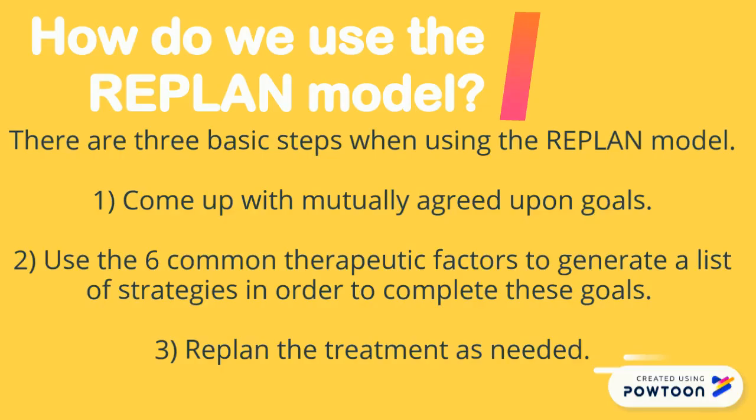There are 3 basic steps when using the REPLAN model. The first is to come up with agreed upon goals following an assessment. The second is to use the 6 common therapeutic factors that are presented in the REPLAN acronym in order to come up with a list of possible plans to achieve the goals. The next is to replan the treatment regularly to adapt to new goals.